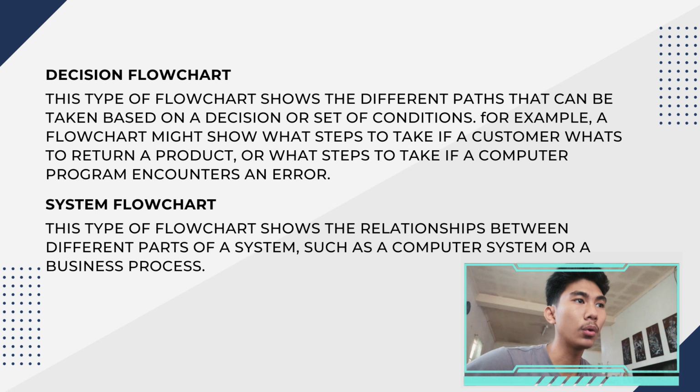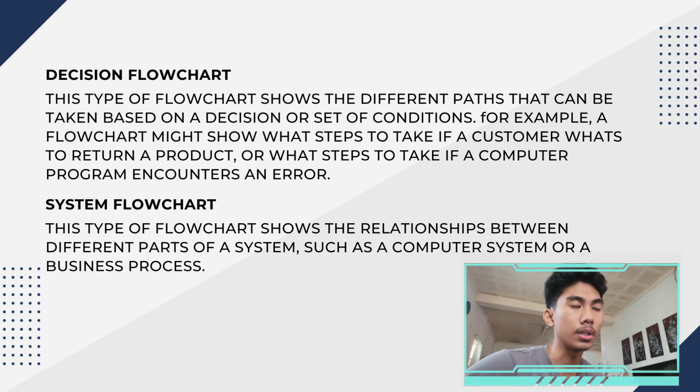Next, the decision flowchart. A decision flowchart is a type of flowchart that shows different decisions that need to be made and the potential outcomes of each decision. It is used to help make decisions in a systematic and logical way. Decision flowcharts can be used in a variety of settings, including business, engineering, and personal decision making. They can also clarify and organize a decision-making process, making it more efficient and effective.